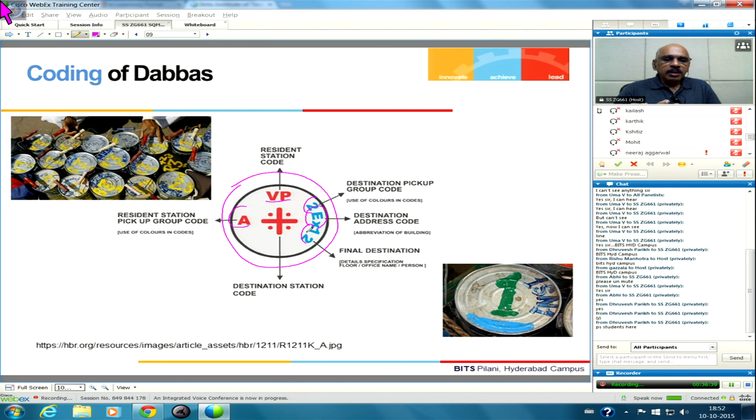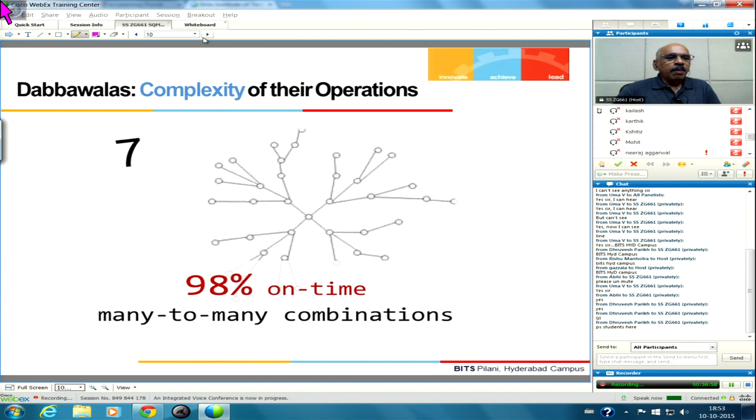Every carrier, the dabbawala, understands this implicit coding system and follows it rigorously to deliver the carriers to their intended destinations. But now try to imagine the complexity. There are so many stations, so many homes, and so many destination stations. It is not many to one. It is not that they collect tiffin carriers from entire Mumbai and deliver them only to Express Towers of Nariman Point. It is not many to one, or one to many. It is many to many.